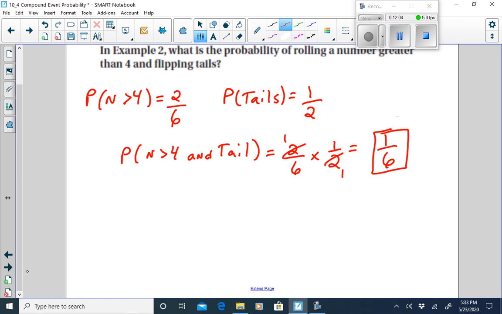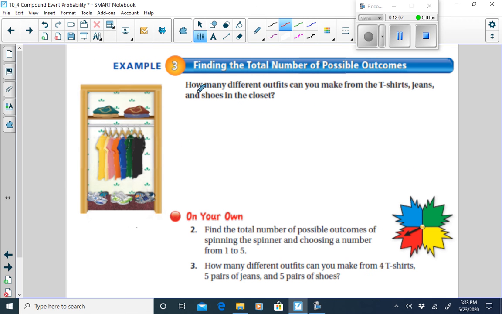All right, let's continue. How many different outfits can you make from t-shirts, jeans, and shoes in the closet? Once again, we want to use the counting principle here. Let's start with our t-shirts. How many shirts are there? We have 1, 2, 3, 4, 5, 6, 7 shirts. How many jeans do we have? If we count carefully, we have 1, 2, 3, 4 jeans. And how many sneakers or shoes do we have? We have 1 pair, 2 pairs, 3 pairs of sneakers in the closet.